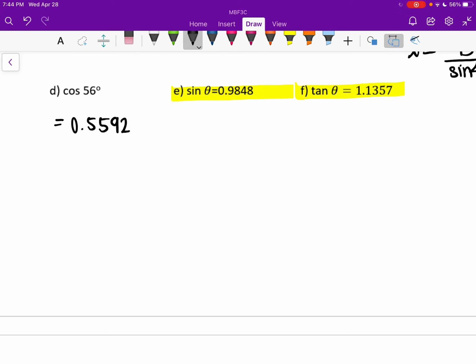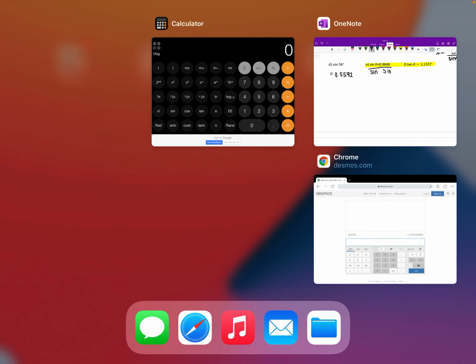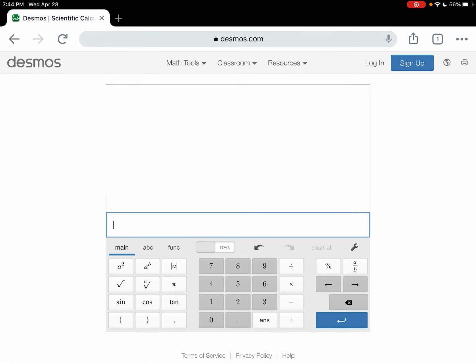This is where it gets a little bit tricky. So what most students want to do here is divide by sine, right? So I'm going to show you what that looks like. That's what most students want to do. I'm going to show you that that doesn't work. So it's 0.9848 divided by sine, and you get this error over here, right? It's because it's an error. You can't just divide by sine.